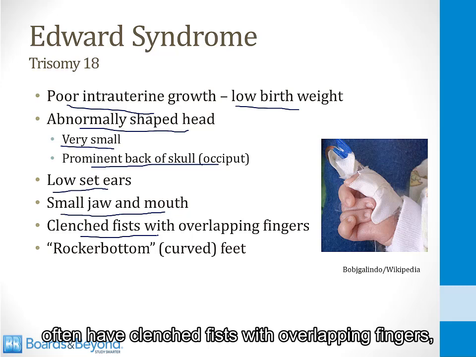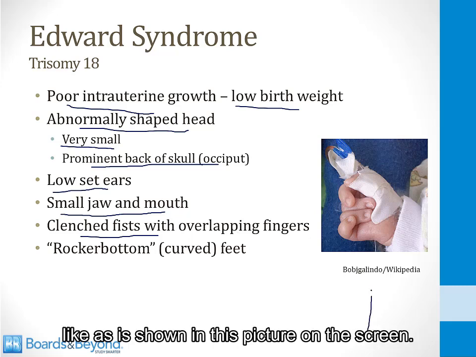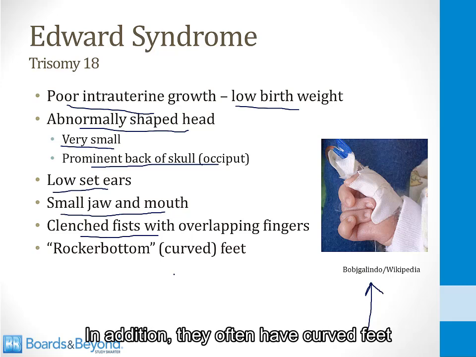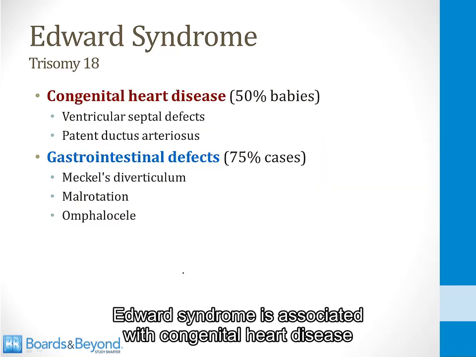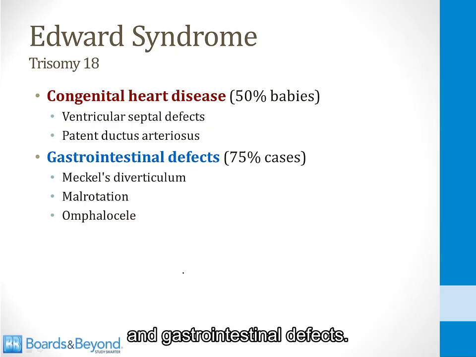And then 2 characteristic features that are often helpful, especially in board questions, are that children with Edwards syndrome often have clenched fists with overlapping fingers, like as is shown in this picture on the screen. In addition, they often have curved feet that are described as rocker bottom feet. Just like Down syndrome, Edwards syndrome is associated with congenital heart disease and gastrointestinal defects.